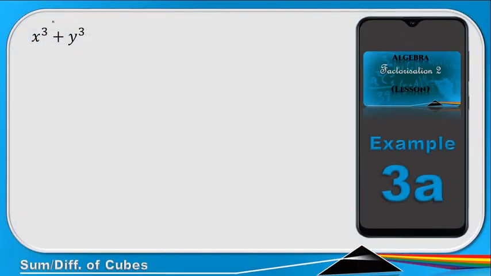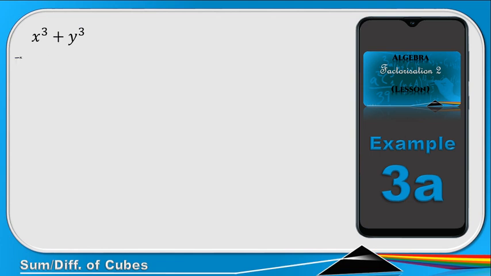Alright, now this is once again the sum and difference of cubes, but in its simplest form. And as you can see, like the difference of squares, it's got 2 terms, where both of these terms are perfect cubes. Something that's different is this sign can be either a plus or a minus.